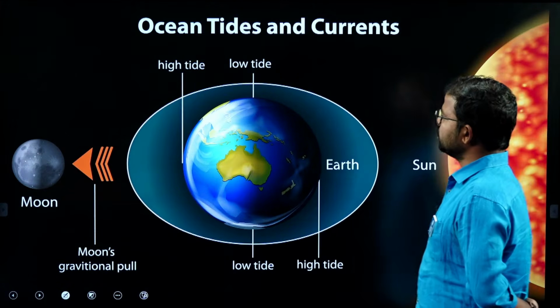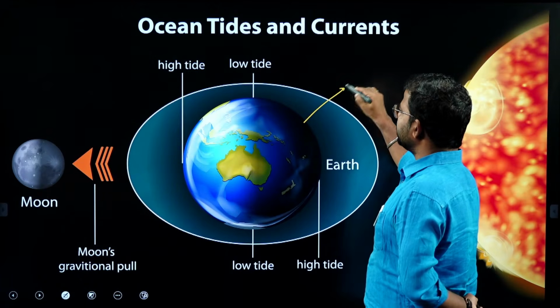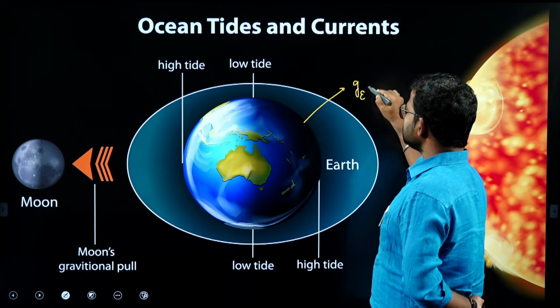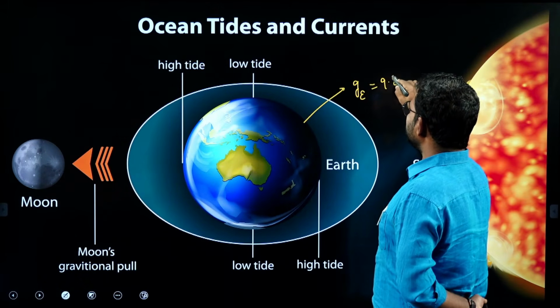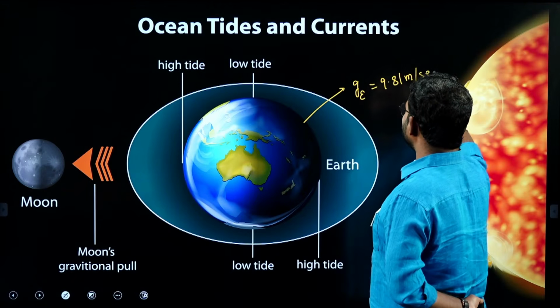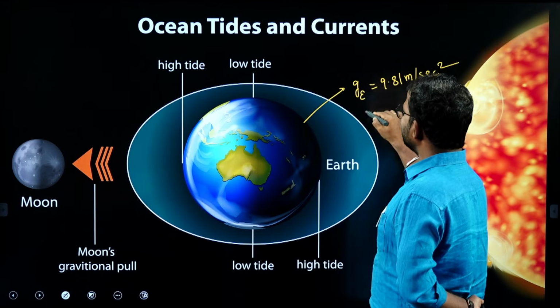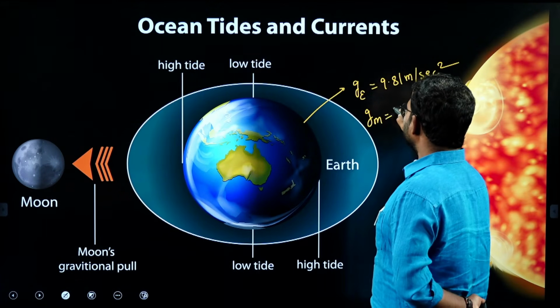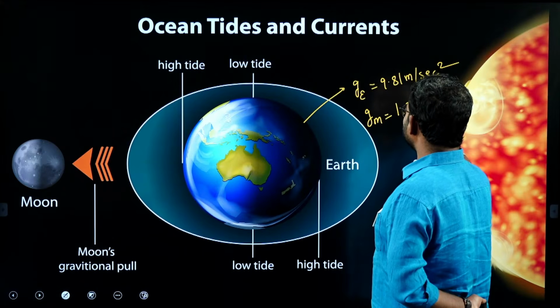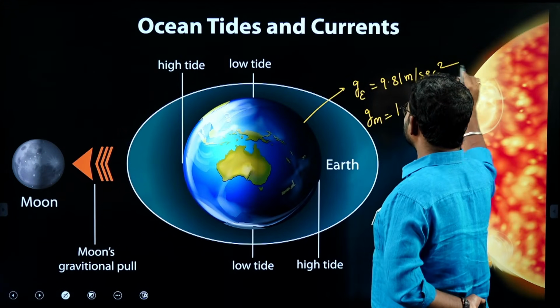So here, because of the moon and sun, we are getting high tides and low tides. What is the G value of earth? 9.81 meter per second square. What about the G value of moon? 1.64 meter per second square.